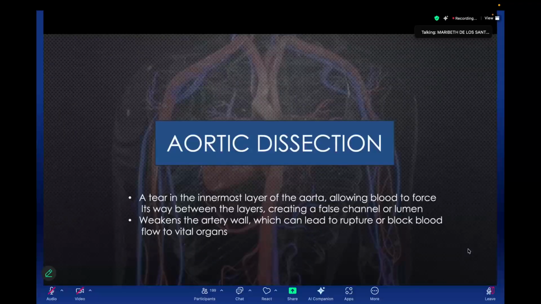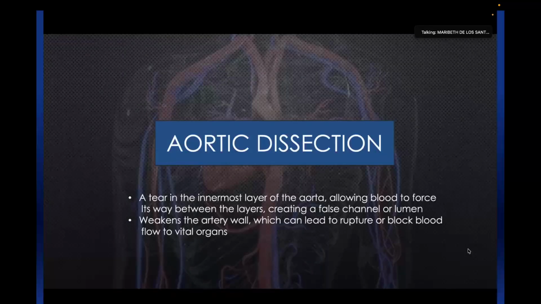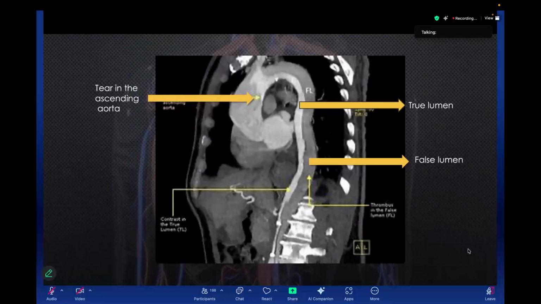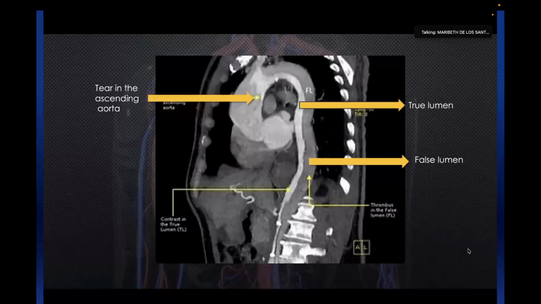Patients will classically present with a tearing central chest pain radiating to the back. This is a CT scan. Take note of the tear in the ascending aorta, which is the origin of the dissection. And then see the true lumen, the one which is brighter than the adjacent lumen, which is the false lumen.